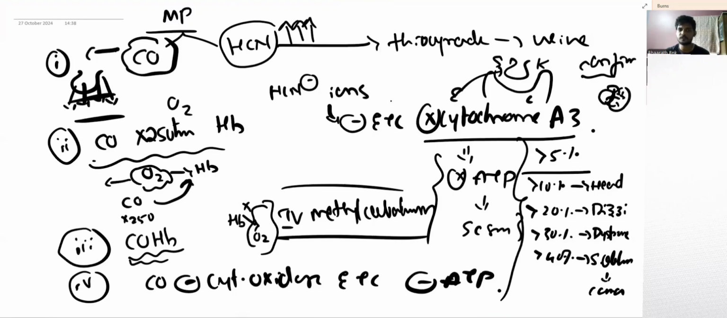Now, we'll finish off the treatment part of this inhalational injury here. So, how do we treat these patients with inhalational injury? First, it again depends on whether there is a laryngeal edema.